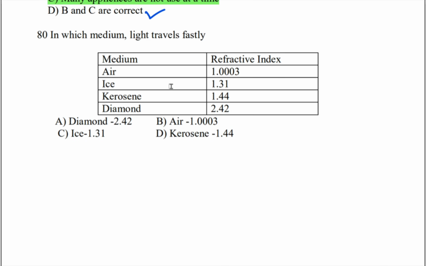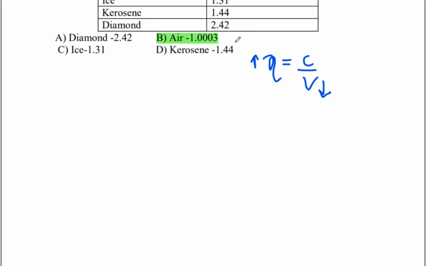Now moving to next question. In which medium light travels fastest? Refractive index n equals c by v. If the material medium speed decreases, refractive index increases. Using this concept, check out the least refractive index among the following, which is air. Therefore, the correct answer is option B, air. Air has the least refractive index. That means the light will travel faster in that medium.